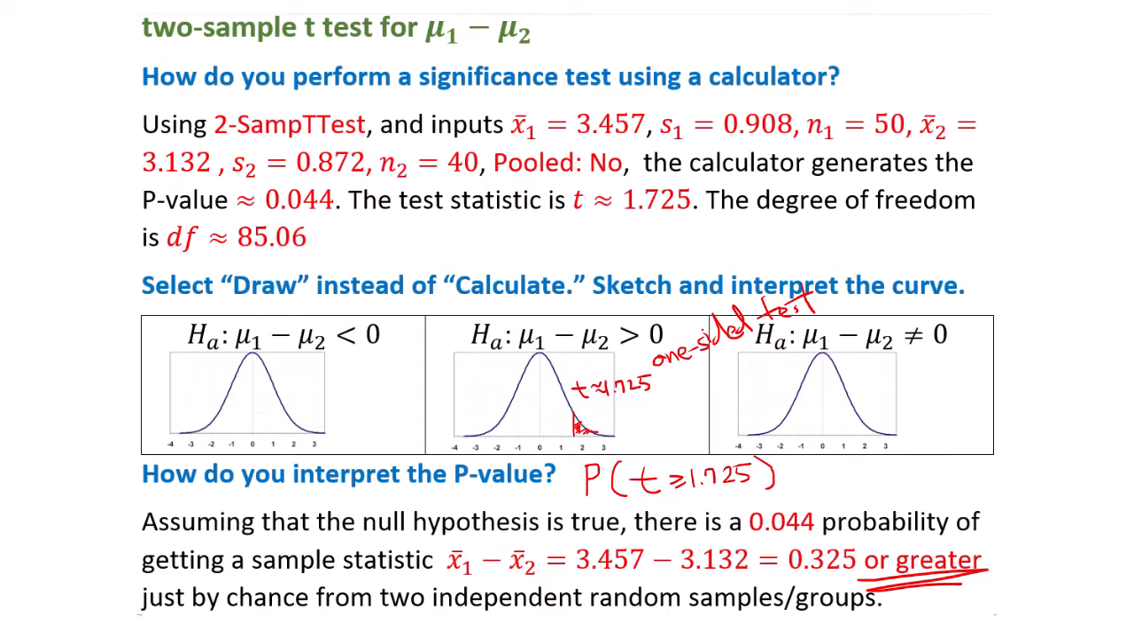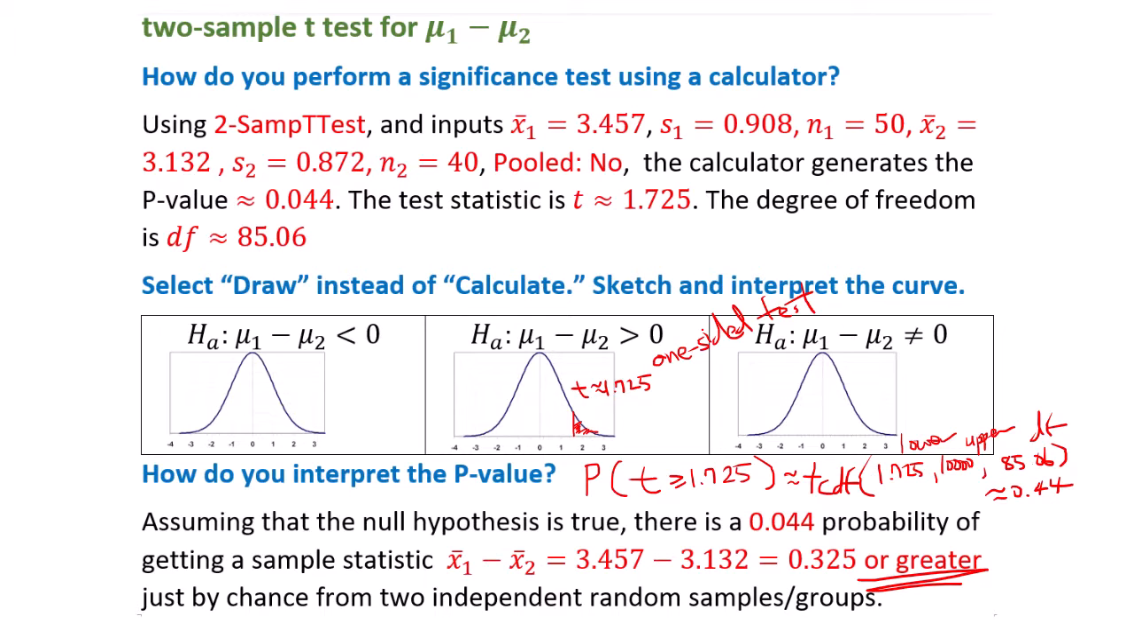Now we're doing a one-sided test. We want evidence to support that the mean of population 1 is greater than the mean of population 2. Our sample statistic was 0.325, which is 1.725 standard errors above our point estimate. Well, what is the probability of getting a sample statistic that is 1.725 standard errors above or greater just by chance? Since we're doing a t-distribution calculation, we can use a t-CDF function in the calculator, and using the lower and upper bounds 1.725 and 10,000 respectively, and a degree of freedom 85.06, we get a p-value of approximately 0.044, which matches the calculator output.